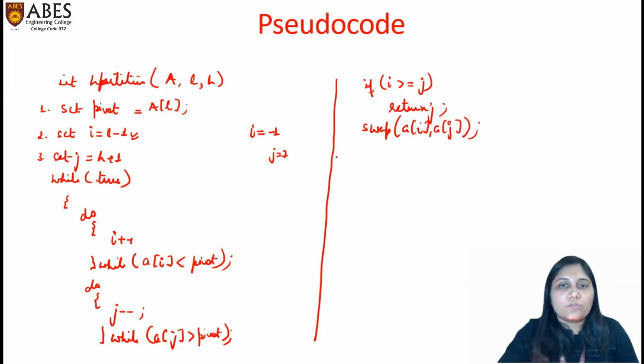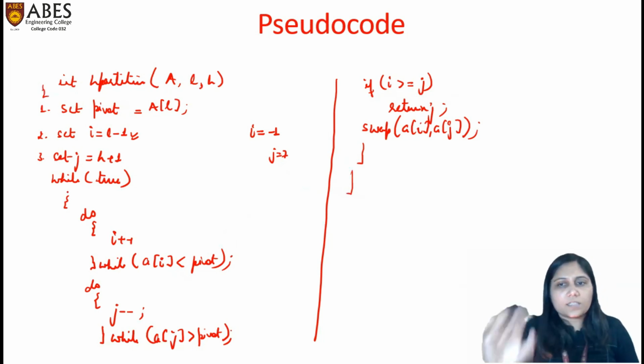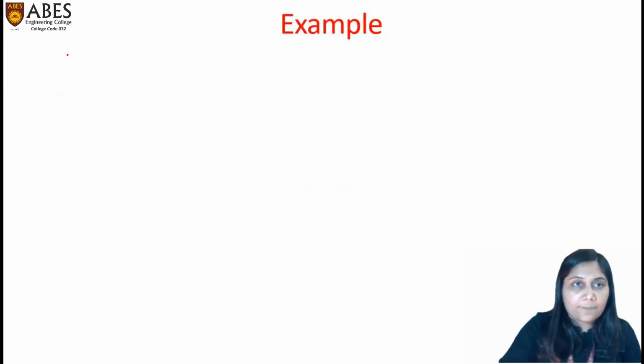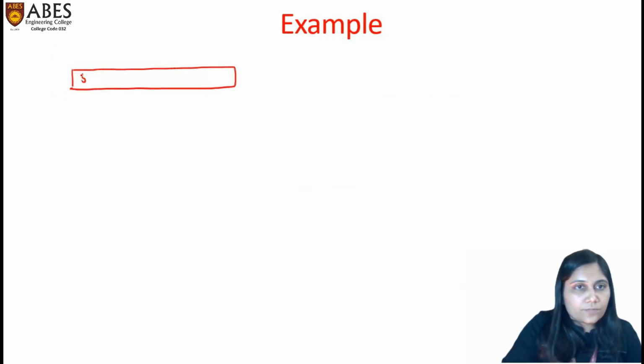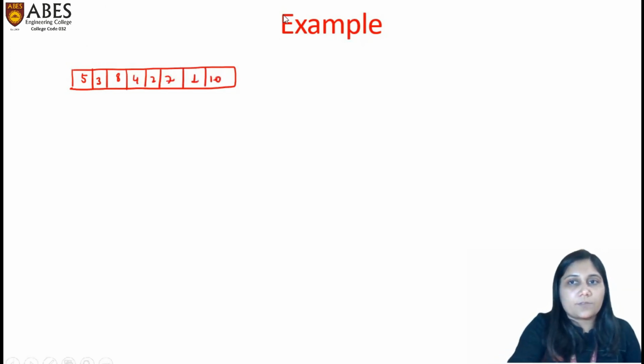Okay. So let's see how I'm going to do this. This is my i and this is my partition. I'm starting from here. Okay. So let's see this I'm going to perform with an example. So let's take an example. It's 5, 3, 8, 4, 2, 7, 1. There. Okay. So this is my example.